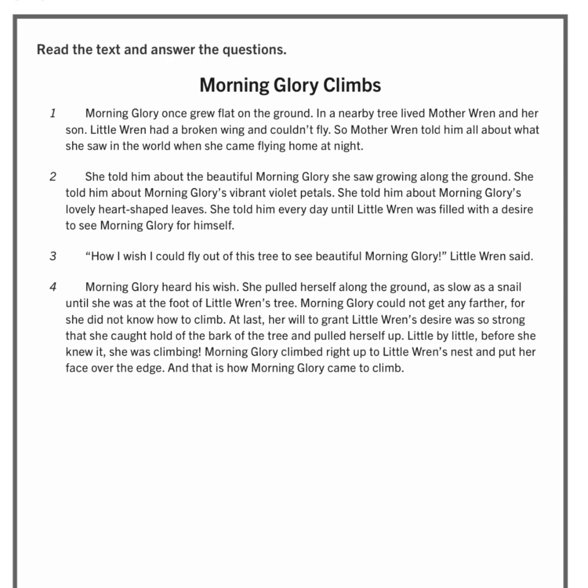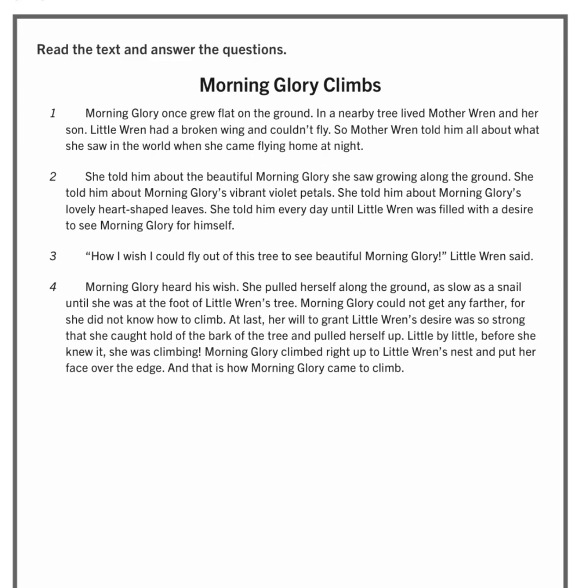Morning Glory Climbs. Morning Glory once grew flat on the ground. In a nearby tree lived Mother Wren and her son. Little Wren had a broken wing and couldn't fly. So Mother Wren told him all about what she saw in the world when she came flying home at night. She told him about the beautiful morning glory she saw growing along the ground. She told him about morning glory's vibrant violet petals. She told him about morning glory's lovely heart-shaped leaves. She told him every day until little Wren was filled with a desire to see morning glory for himself.